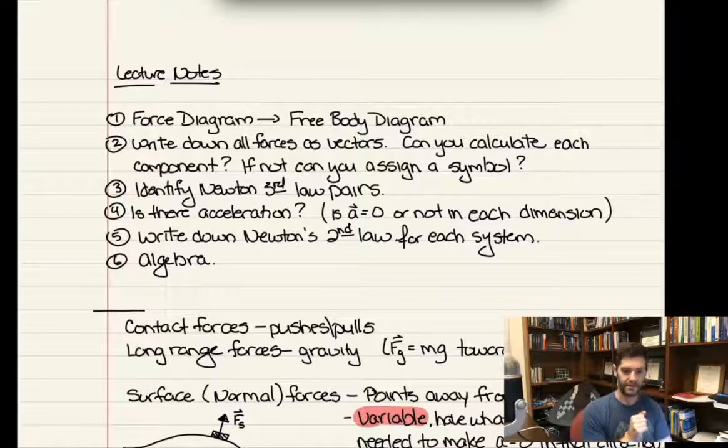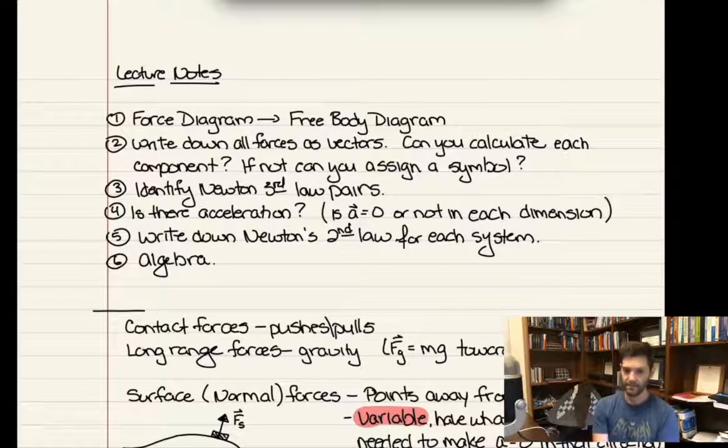Then I would ask, is there acceleration? More or less, you're saying, is A equal to 0 or not in each dimension? Cases where it might equal 0: in the vertical direction, a box sliding across the surface. In the vertical direction, usually the acceleration is 0, because the box is not floating into the air or sinking into the ground. If there is no change in motion in a particular dimension, that means the acceleration is 0. Be it the velocity is a constant or the velocity is 0. Like, for example, an object that's stationary.